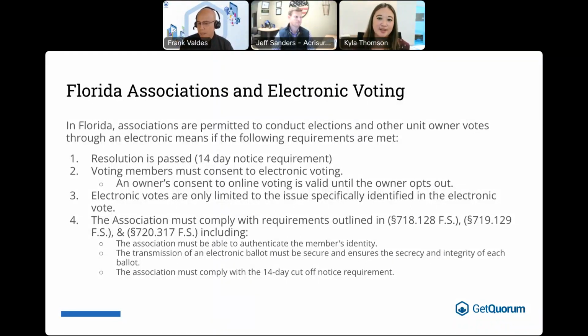I will certainly pause and make sure that we've covered any questions that might be coming in, especially for Kyla at this point, in regards to the statutory requirements for our associations out there. We got anything, Jeff? Looks good to me, guys.